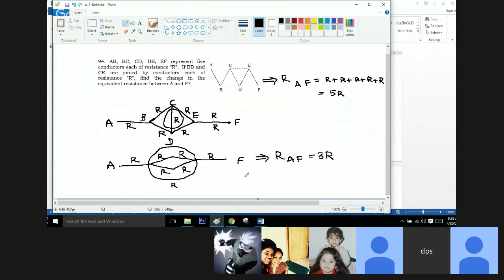They are asking for the change. The change value should be equal to 5R minus 3R. It should be 2R.